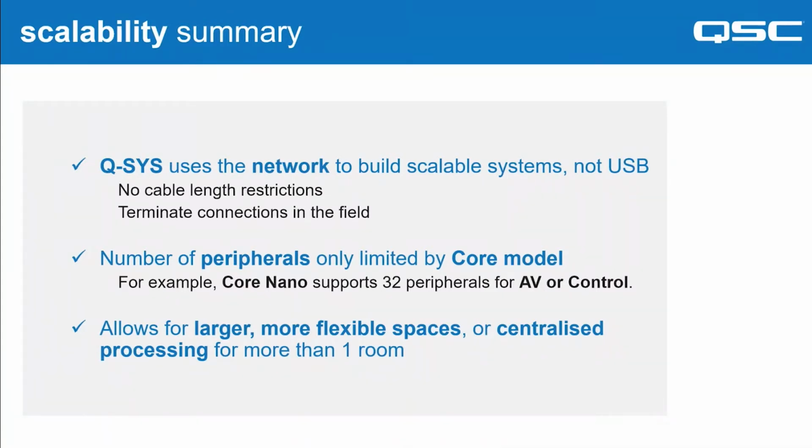Worth pointing out that when we're talking about this ecosystem, the number of peripherals is limited by the core that we choose. So, for example, if I wanted to have lots of cameras, even the Core Nano and the Core 8 Flex, which are our latest Qsys cores, and you can think of these as the entry-level Qsys core at this point, even they support 32 Qsys peripherals, which is a huge amount for even quite a complex space.